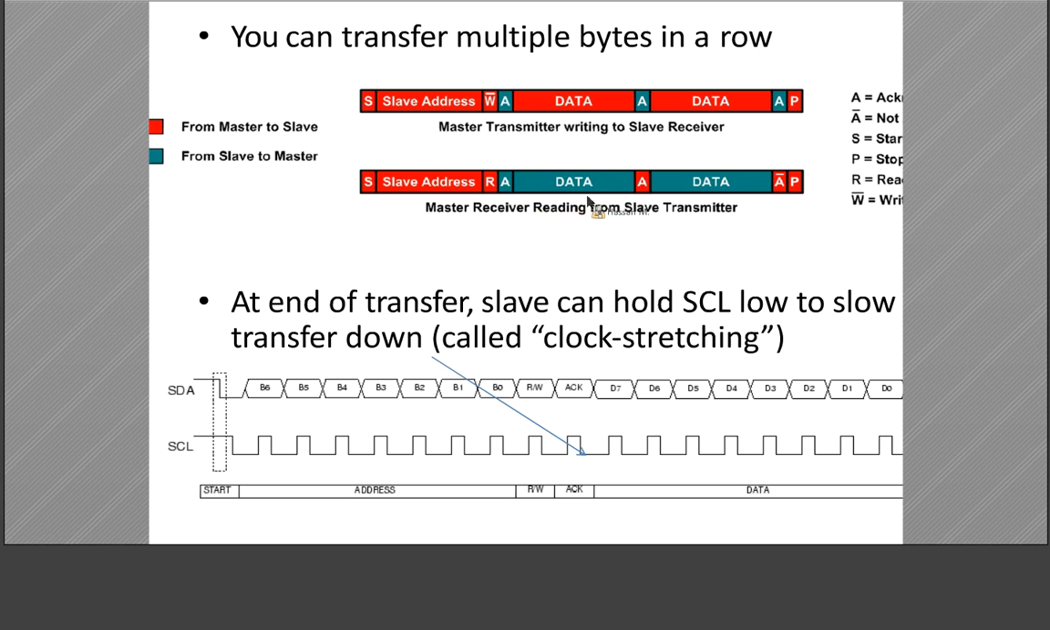Then the slave puts the data over the bus, in blue. Master acknowledges, red color. Another data, another acknowledge, another data, acknowledge, another data, acknowledge. Then acknowledge bar, and then a stop. That's right.